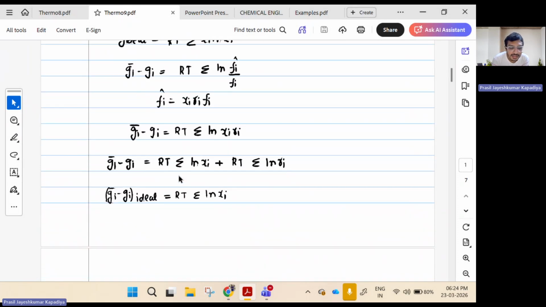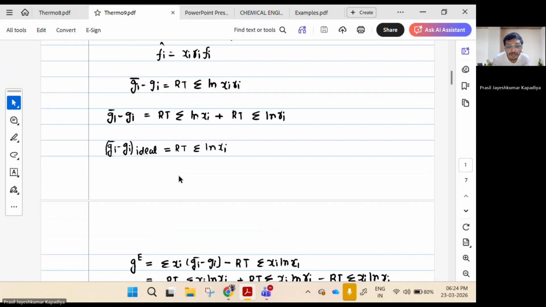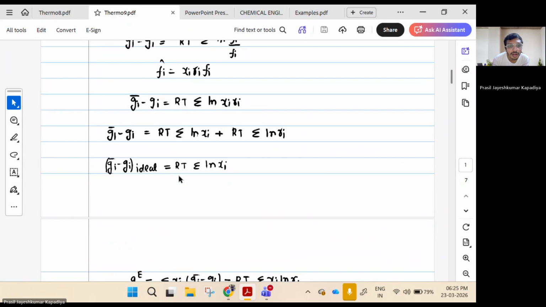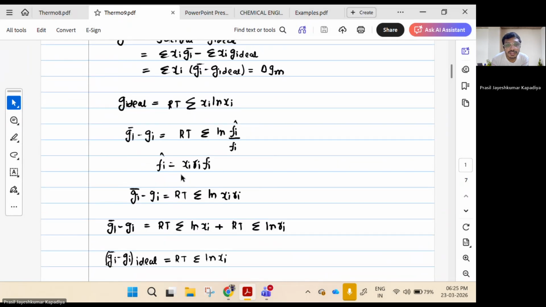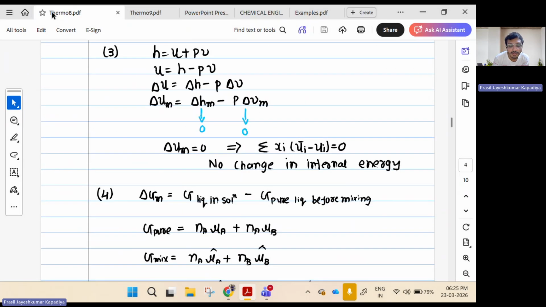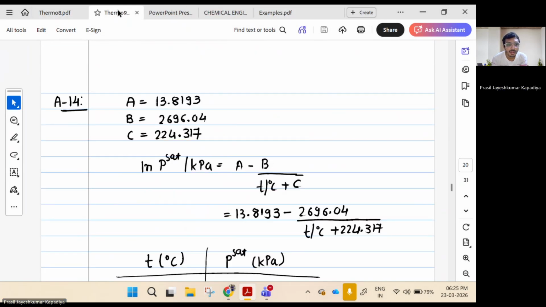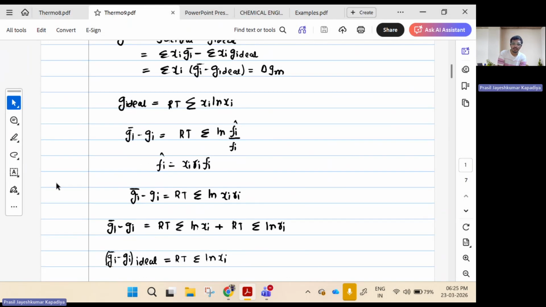Okay, so G ideal is something we had looked at in the last class, that was RT summation of xi ln xi. If you remember, this will be delta G mixing when it is ideal. But it is not ideal, it is real, it is not following ideality. So what do I need to do? I need to find out what is Gi bar.